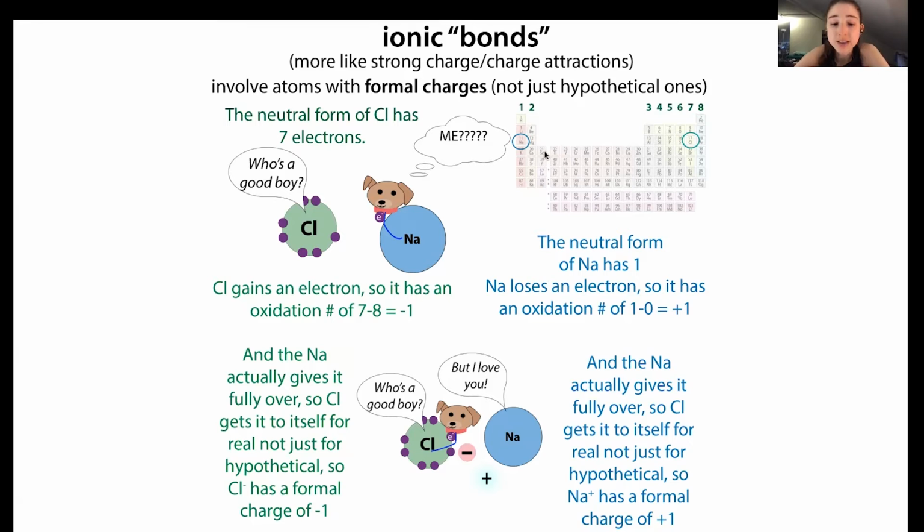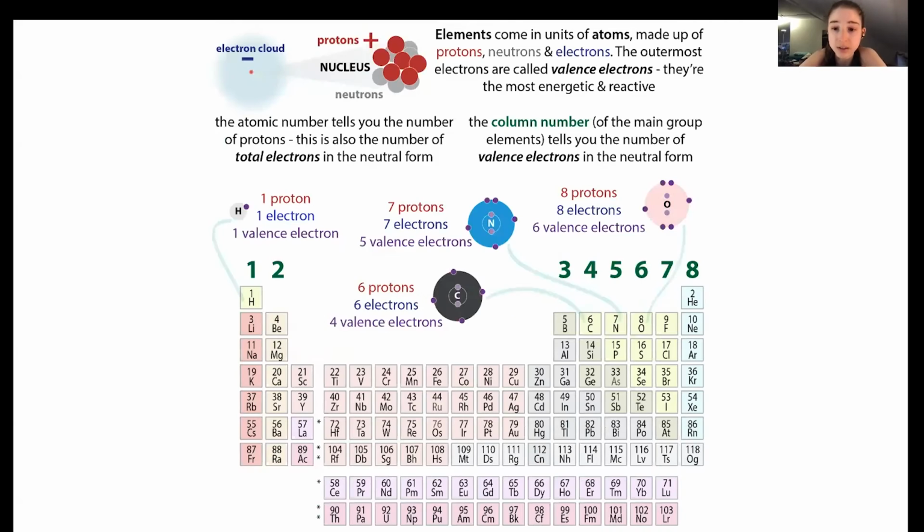If we look at our periodic table and go back to the idea that the number of valence electrons is equal to the column number, Na would be up here, so we can see that it has 1 valence electron, and chlorine is over here, so it has 7. And remember, they want a full outer shell. Sodium has a full shell below it, so if it were to lose 1, it would have a full shell. And if chlorine were to gain 1, it would have a full shell. So that would make them both happy, right?